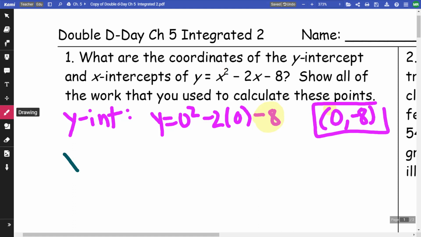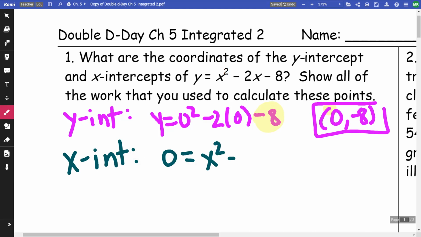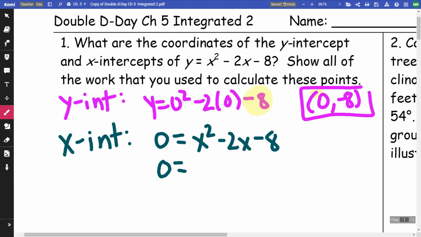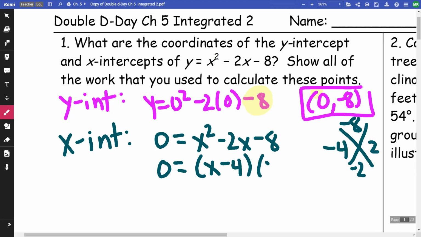When we're trying to find our x-intercept, we're going to put 0 in for the y. And so we're going to get 0 is equal to x squared minus 2x minus 8. I'm going to use the zero product property, so I'm going to factor. I'm trying to figure out what multiplies to -8 and adds to -2. That's going to be -4 and 2. So I'm going to get (x minus 4)(x plus 2).